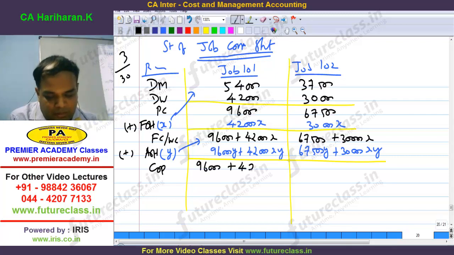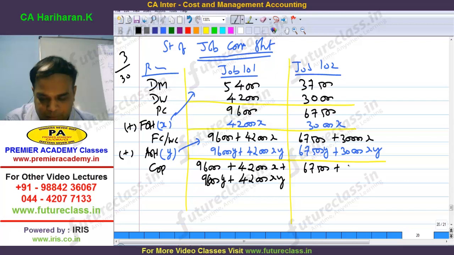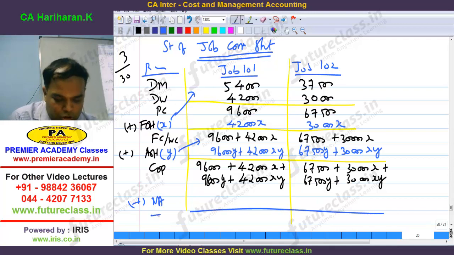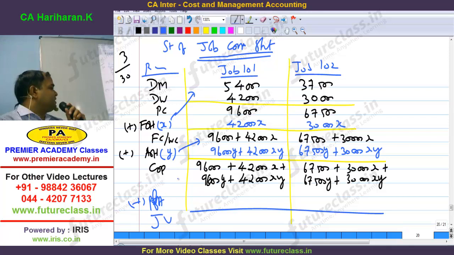96,000 plus 42,000 X plus 96,000 Y plus 42,000 XY. Here 67,500 plus 30,000 X plus 67,500 Y plus 30,000 XY. Understood? Add profit is equal to what? Job value. Am I right? Add profit is equal to job value, sale value, nothing but job value here.